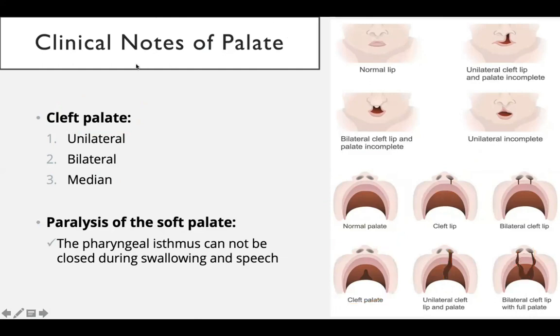Now we know cleft palate can be unilateral, bilateral, and median. Now we go to the second common clinical pathology, which is paralysis of the soft palate. Oh, the soft palate is paralyzed. Why can it be paralyzed? Can anyone answer? Because it has muscle, so muscle can paralyze. Yes. So, paralysis of the soft palate.